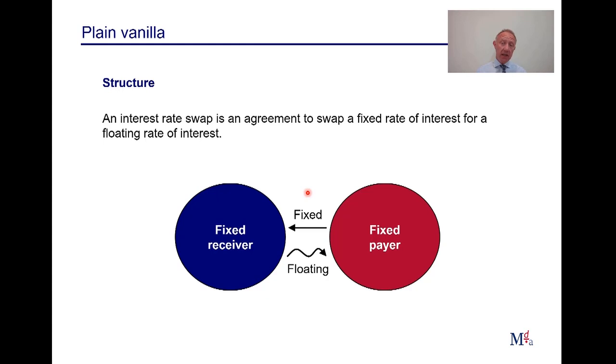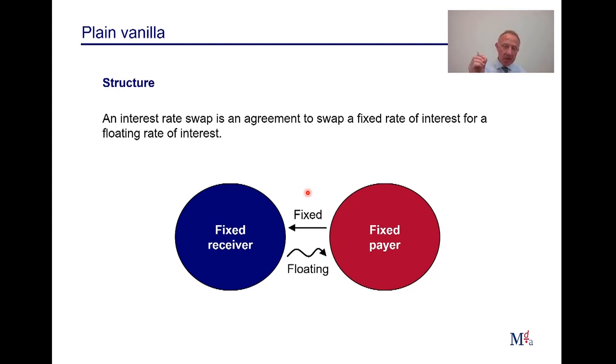These swaps typically last for a number of years. 2 years, 5 years, 10 years, even 30 years are all quite common. Now, they are used to take a view on the direction of interest rates. So, for example, if you thought that interest rates were going to rise, you'd want to receive the floating rate, receive those higher interest rates in the future.